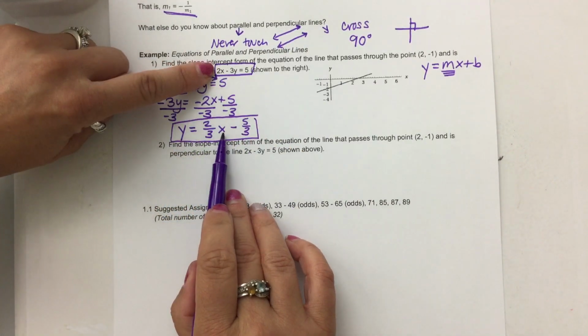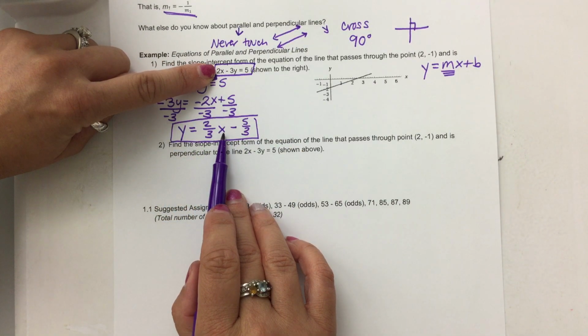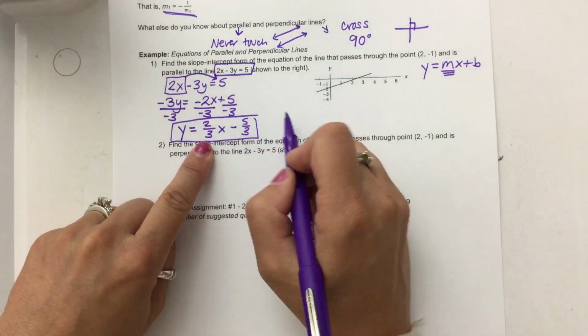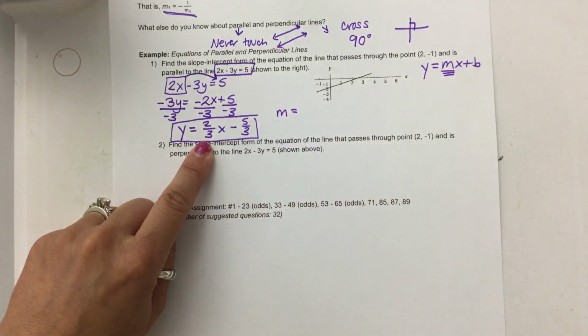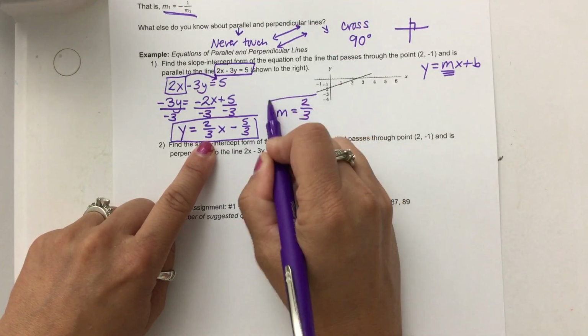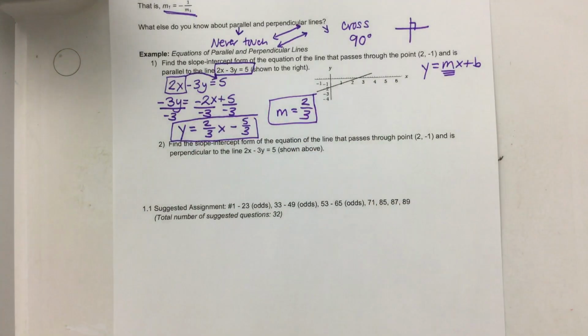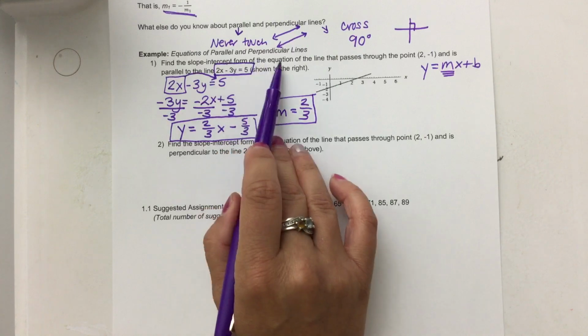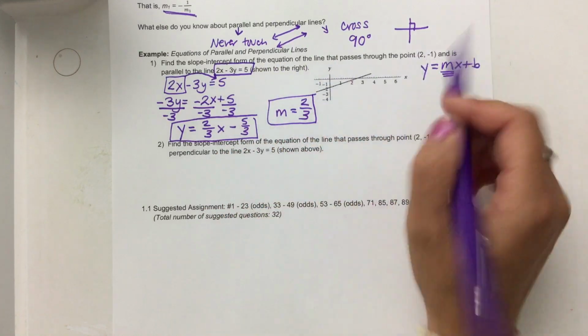This equation is equivalent to 2x minus 3y equals 5. The reason why I want it in this format is because now I can really quickly look and say, okay, what is the slope? The slope is the value in front of x. It is 2/3. Okay, they're not asking for that. It says find the slope-intercept form of the equation of the line that passes through this point.